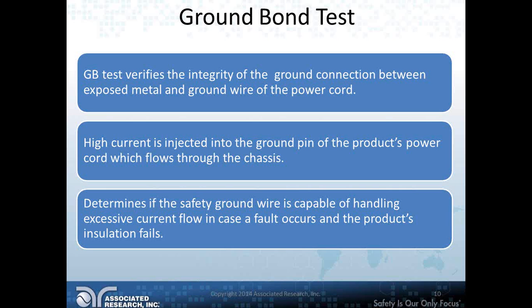The way a ground bond test is performed is high current is injected into the ground pin of the product's power cord, which flows through the chassis, and the return connection is connected on a good chassis point to make the measurement. Basically, this test determines if the safety ground wire is capable of handling excessive current flow in case a fault occurs and the product's insulation fails.